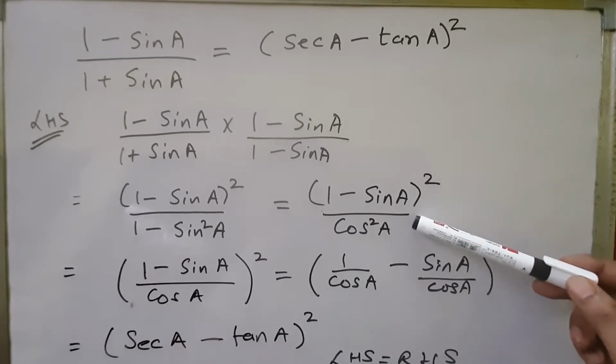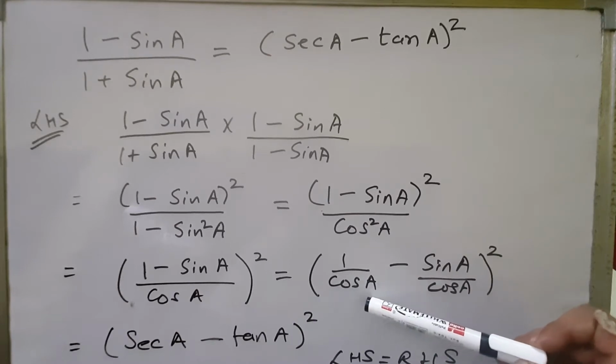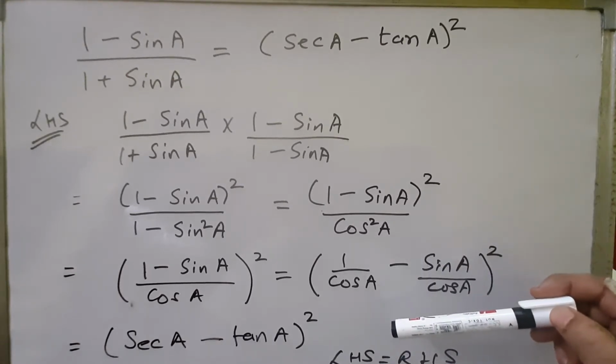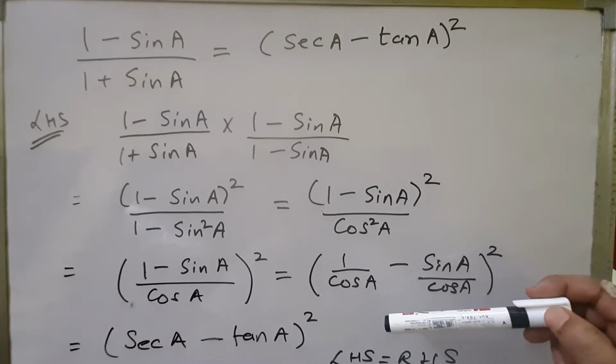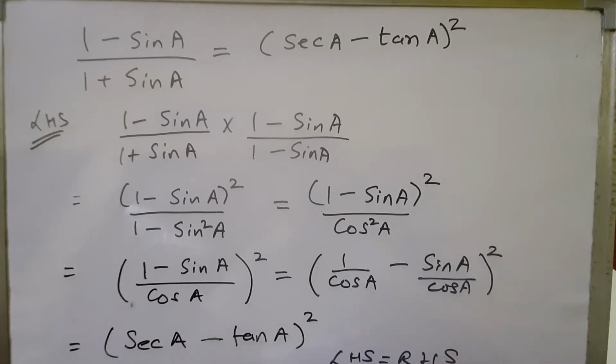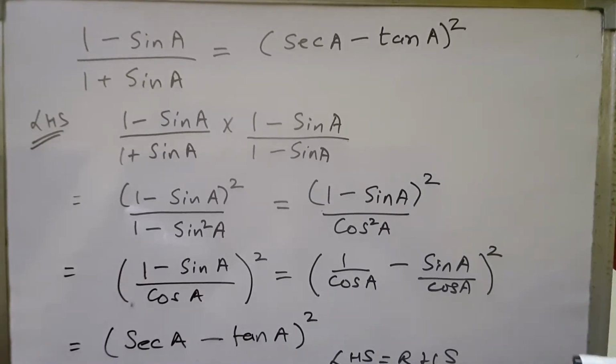Right. Now we can write this term as (1 minus sin a upon cos a) the whole square. Right, children? So when we separate these two terms, we'll get (1 upon cos a minus sin a upon cos a) the whole square. And we know that, children, 1 upon cos a is the reciprocal of sec a. Sec a equals 1 upon cos a, and 1 upon sec a equals cos a. So 1 upon cos a we can write as sec a, and sin a upon cos a we can write as tan a. So what we'll get is (sec a minus tan a) the whole square, that is what the right hand side is, right? So we have proved that the left hand side and right hand side are equal, right, children? Note down, please.